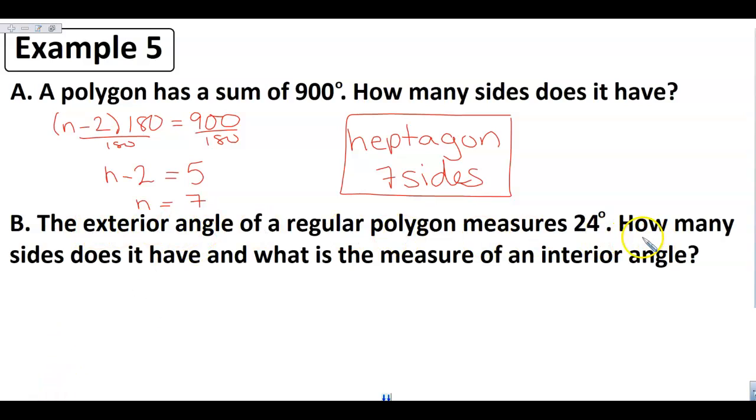And then the same thing here, we've got an exterior angle. So an exterior angle of a regular polygon measures 24 degrees. So this is an exterior, and it is regular. We want to know how many sides does it have and what's the measure of the interior angle.